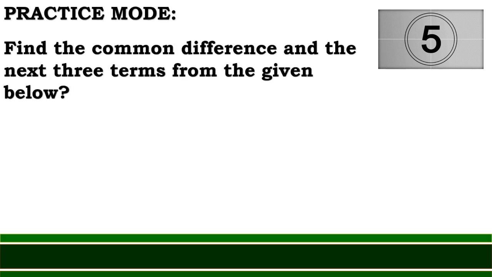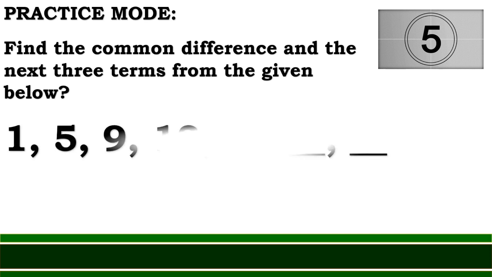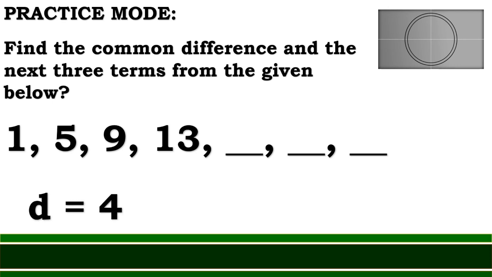Okay, another one. Find the common difference and the next three terms from the given below. We have here 1, 5, 9, and 13. Okay, the common difference from this given is 4. So let us try to check. 5 minus 1 will give you 4. 9 minus 5 will give you also 4. 13 minus 9 is also 4.